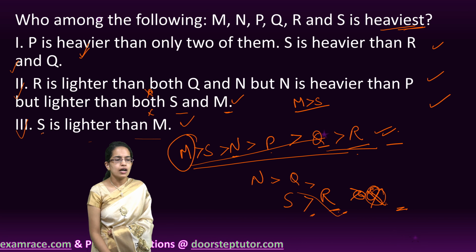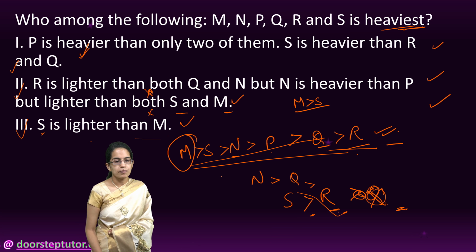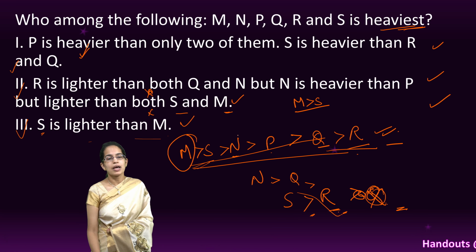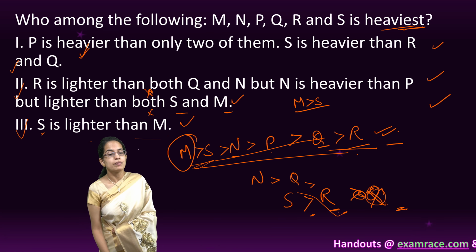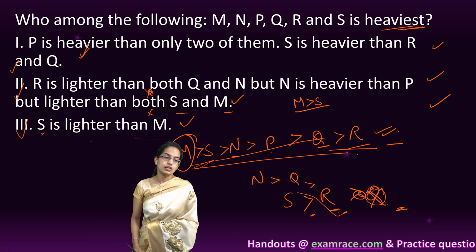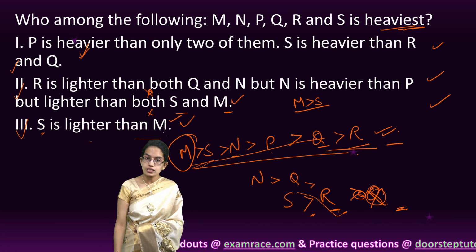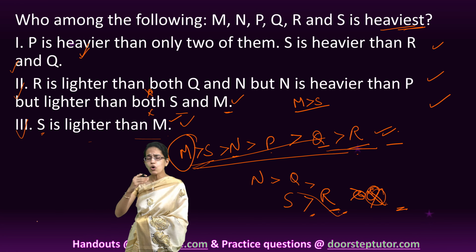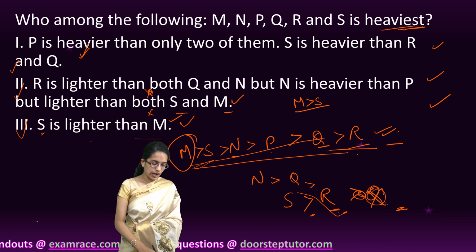If the last statement said S is equal to M, that means both of them are equal, then who is heaviest? Then my answer would be S and M. But still then I would be able to come to a conclusion only based on the third statement that is there. So all the three statements are required in this case.